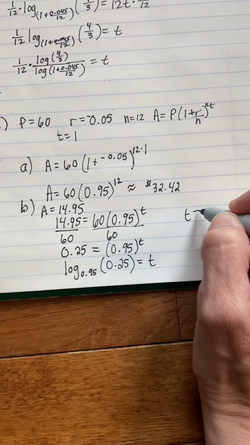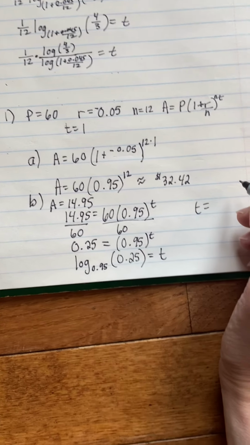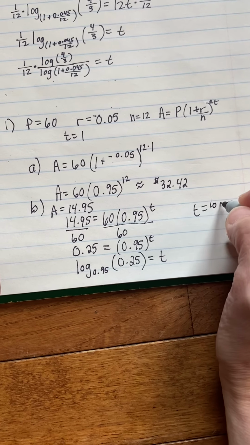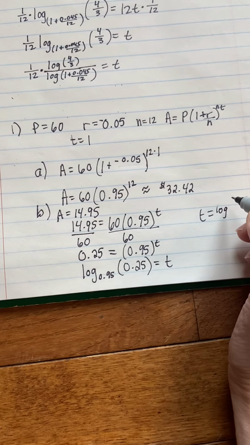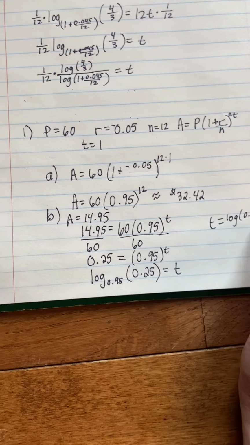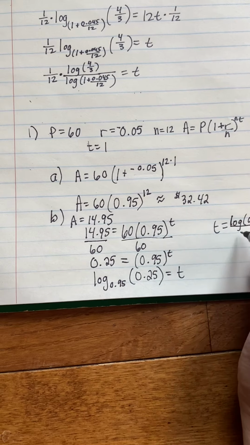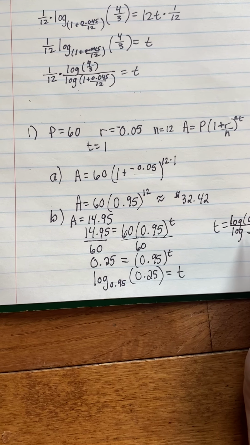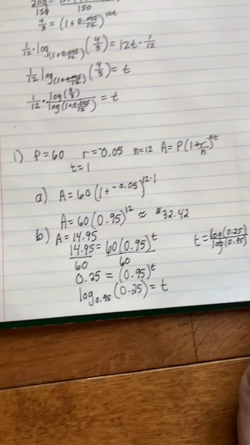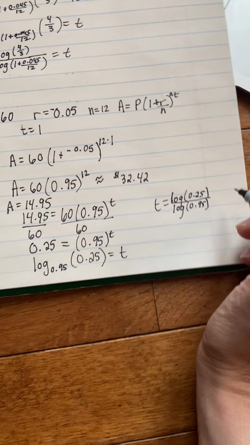So the change of base formula says we can use common log or natural log, which is base e. I'm going to use the common log, so that's base 10. We just don't write the base. So you say log of the thing you were taking the log of, so the common log of 0.25 divided by the common log of the base, which was 0.95. And if you type that into your calculator, you'll get your answer.